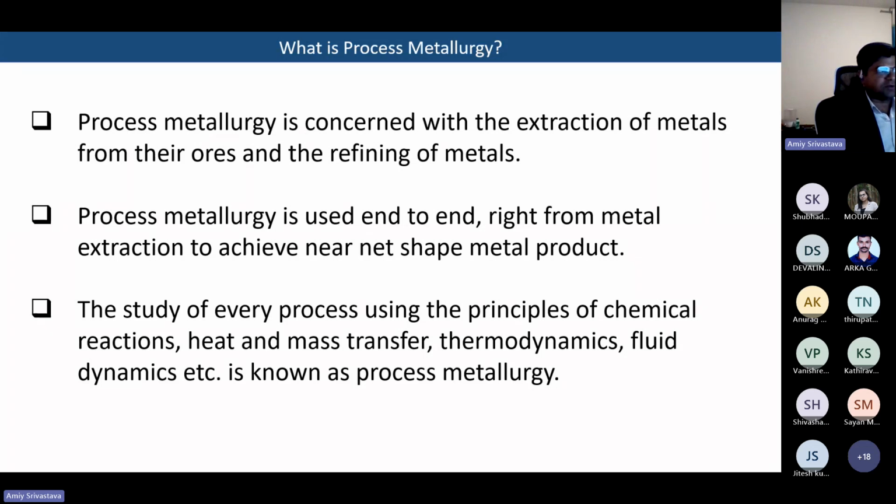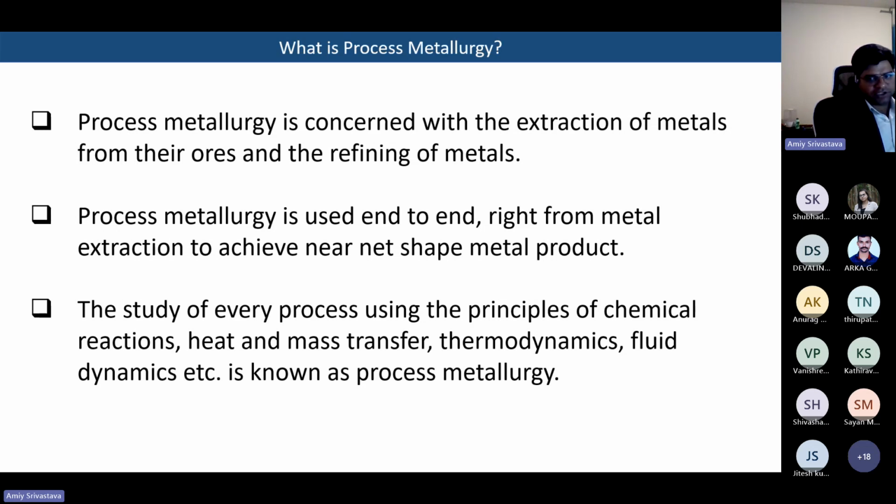I hope most of the people in this call know what process metallurgy is, but still, I should start with this. Process metallurgy is concerned with the extraction of metal from its ores and refining the metal. People might say that process metallurgy is only related to steel making and hot processes, but after steel making, when we cast our liquid steel, process metallurgy also comes into the picture. The casting can be of any type, whether it is continuous casting or batch casting or die casting or belt casting, and the study of all these processes would be called process metallurgy.